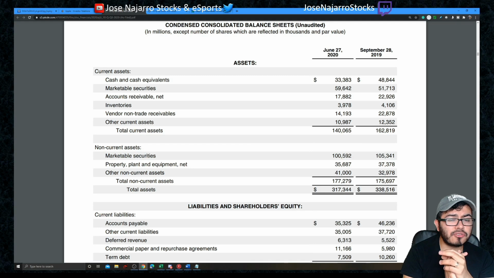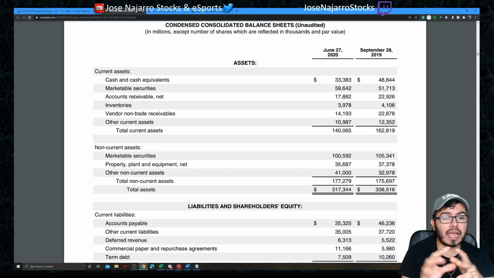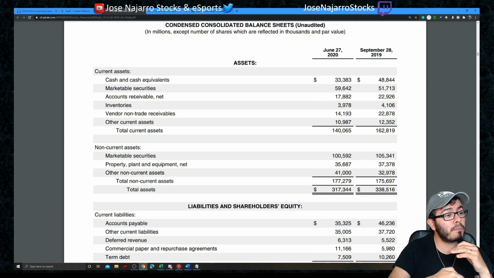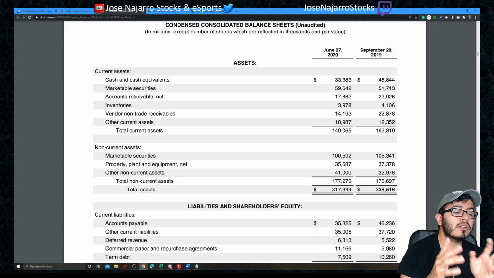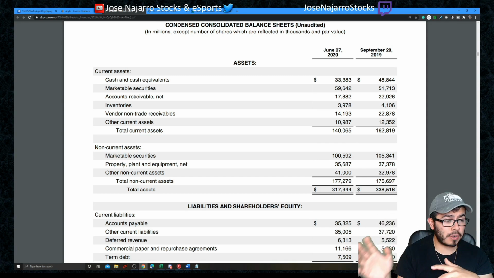Then you have vendors' non-trade receivables, very similar to accounts receivables. And then you have other current assets. Two things I want to mention here. First, inventories and accounts receivable can change throughout the quarter, right? For example, most companies that sell products like Apple, their inventories and their accounts receivable tend to increase the quarter before Christmas, right? Because they're building up this inventory of all these products they're going to sell during the holidays. So normally during that time, you see a huge gain in inventory compared to pretty much the previous quarter.